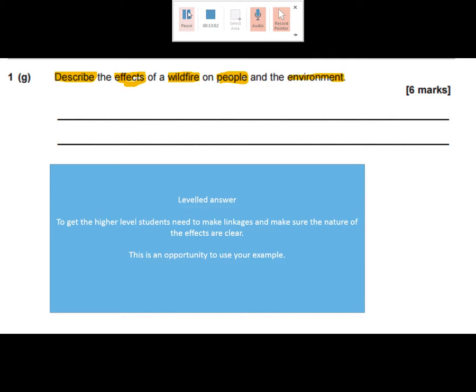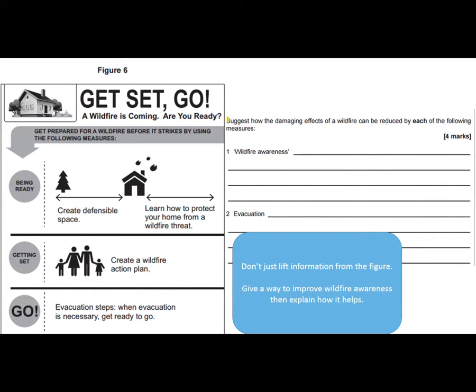So it should take 5 minutes. That starts now. For the last question, the command word is suggest. So it's a 4-mark question. That means that you need to make a point here, and then you need to go on to explain. The examiner in this case didn't like it if you just lift from the figure.